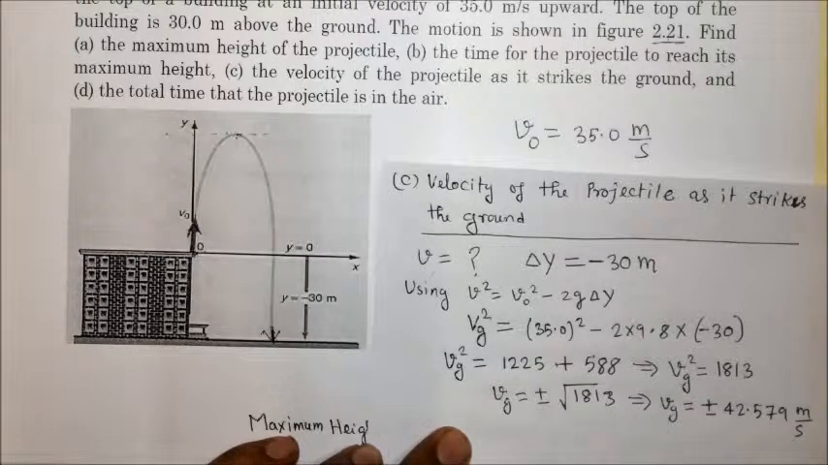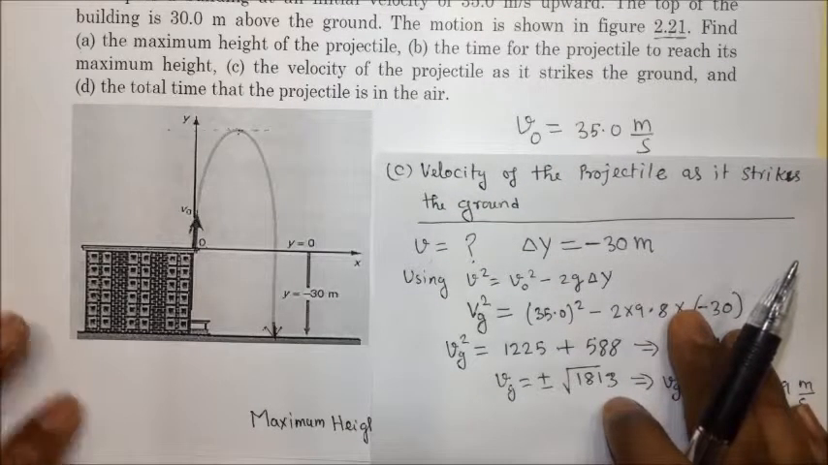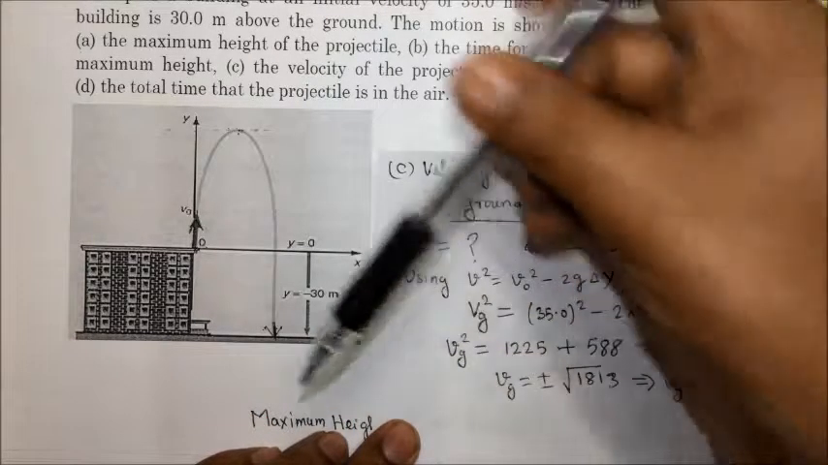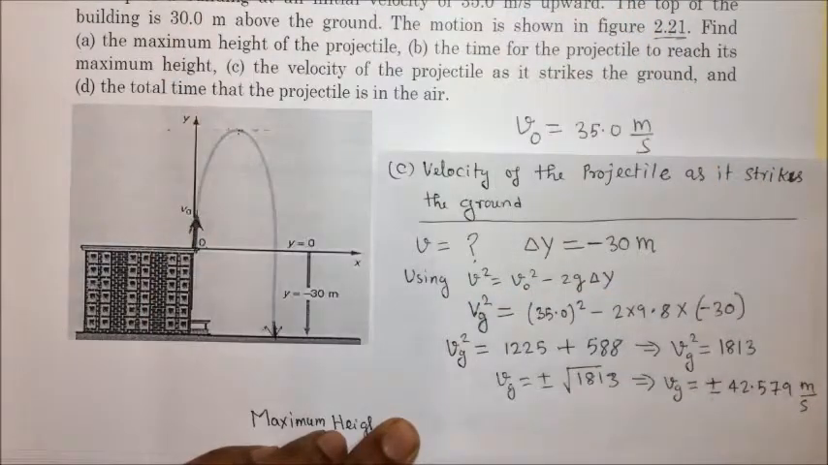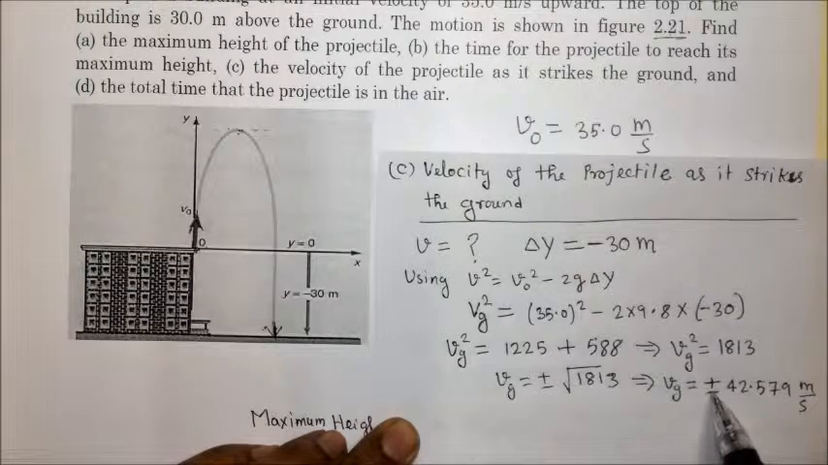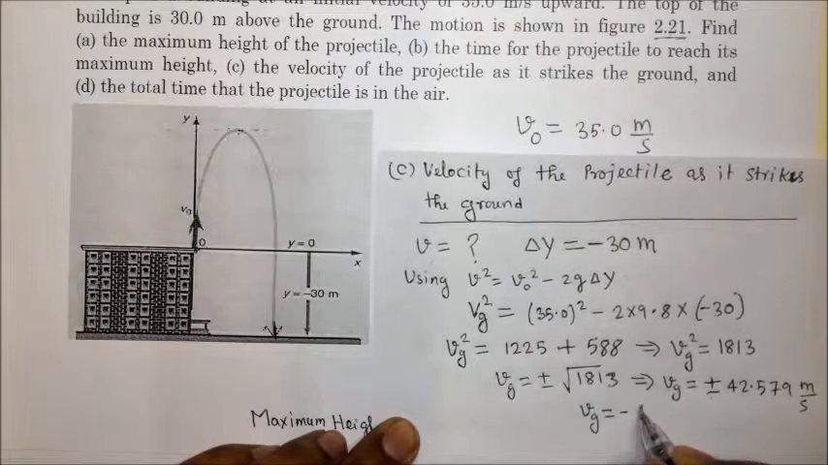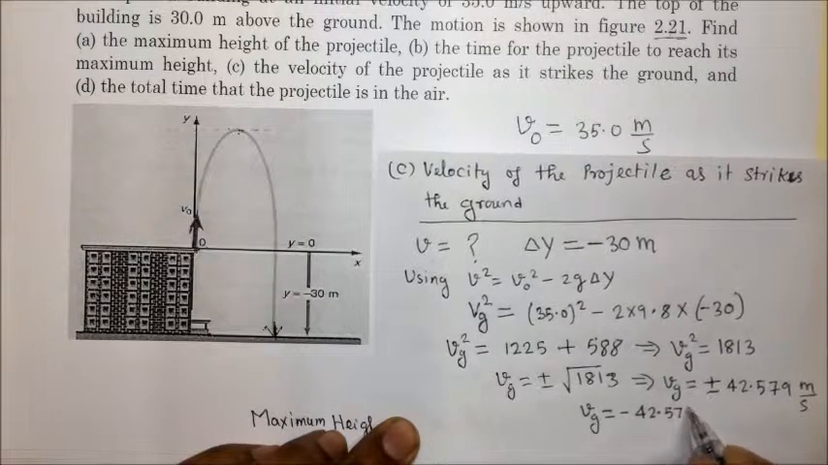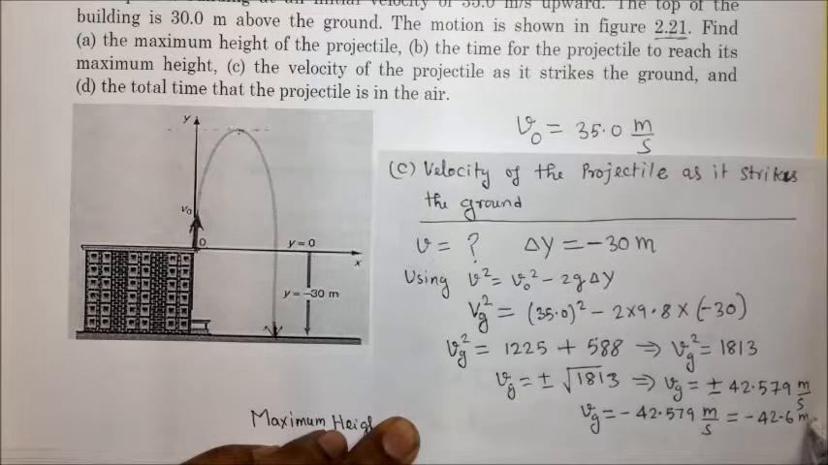Okay. Now you have to decide which one is correct. We should take plus or minus. Now you can see this decision is not difficult. When it is hitting the ground, it is going towards minus y-axis. So the correct answer will be minus. So Vg is equal to minus 42.579 meter per second. This is approximately minus 42.6 meter per second.